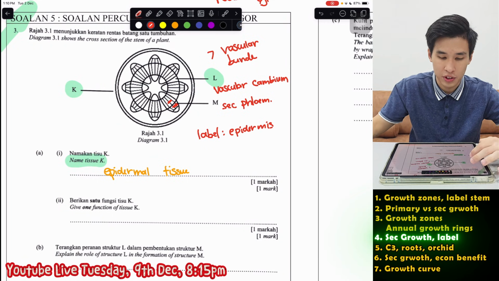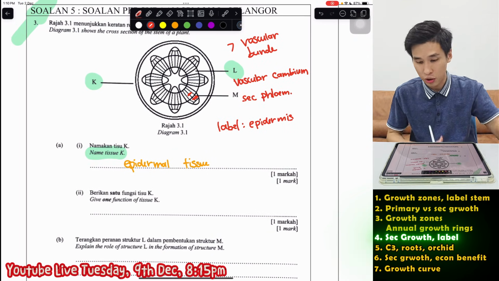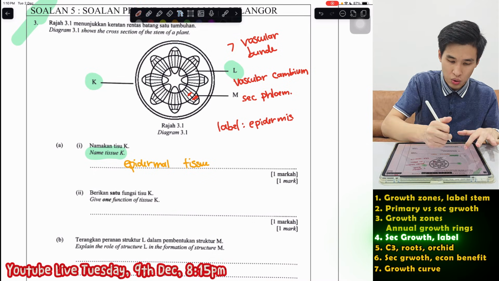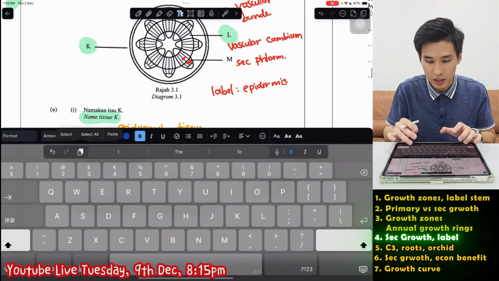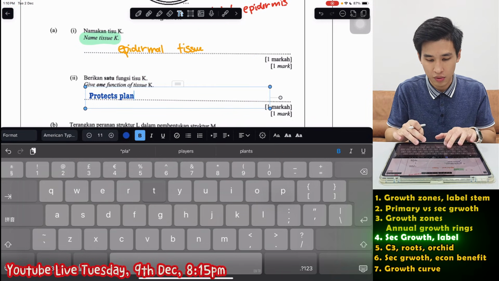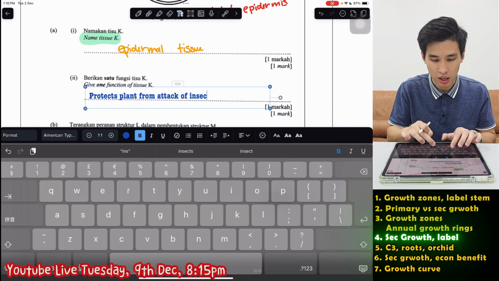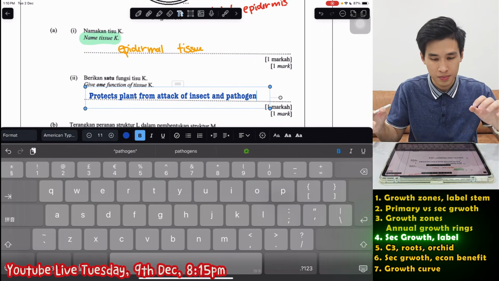Now, give one function of tissue K. Okay, so the epidermal tissue here is basically the bark. Alright, so you can talk about the function of bark. So you can say it basically protects the plant from attack of insects and pathogens.